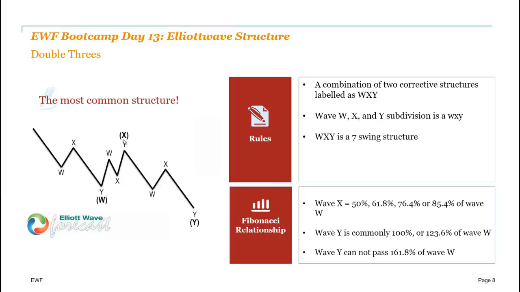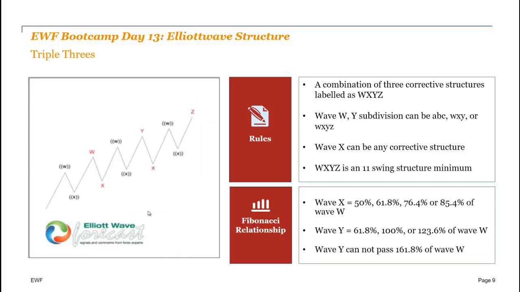1, 2, 3, 4, 5, 6, 7. Again, I do not count this as 3 because this is counting the trend. Wave X here is a retracement of wave W, so between 50%, 61.8%, 76.4%, 85.4% of wave W. Wave Y is very commonly between 100% and 123.6% of wave W, and that is called the equal leg area, and we show it as a blue box all the time, also called the Fibonacci extension area. Wave Y cannot pass beyond 161.8% of wave W, because then it gets too extended and can become some sort of 5 waves diagonal.